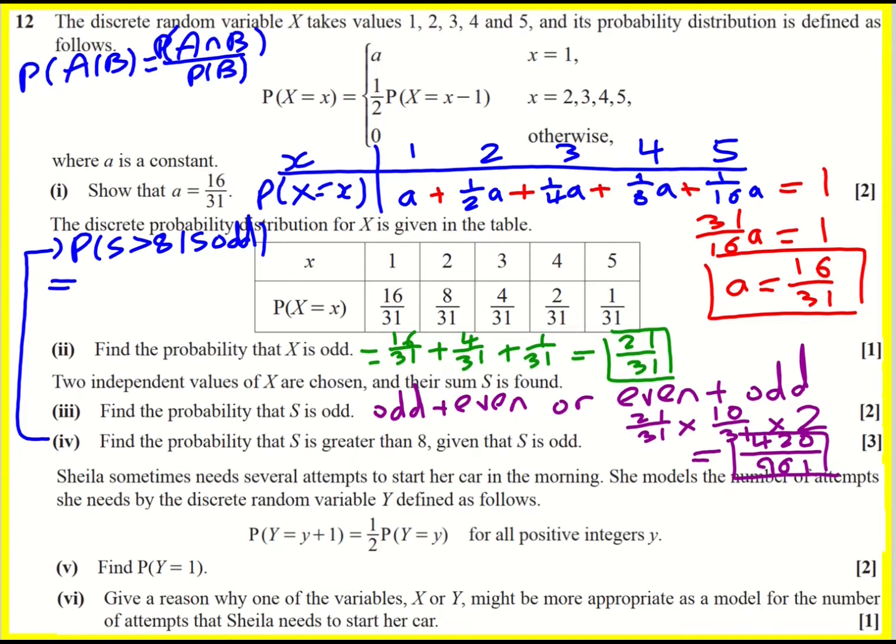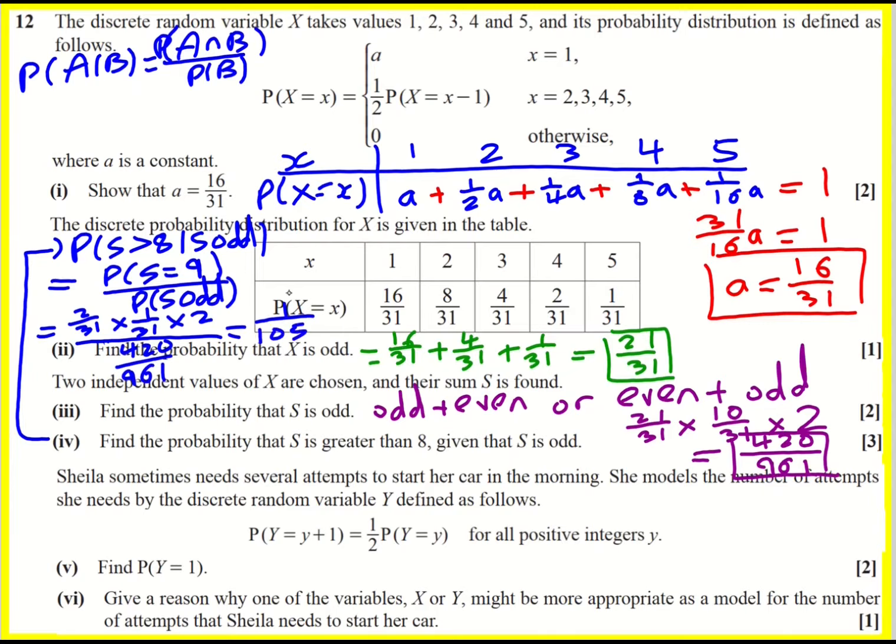So in our case, it's going to be the probability that s is greater than 8 and s is odd. The only way that could be happening is if s is equal to 9. And then we'll divide by the probability that s is odd, which we've worked out before. So getting 9 is going to be 2 over 31 times 1 over 31, getting 4 and 5. But then we could also get 5 and 4, so I'm going to times it by 2. And then I'm going to divide through by the probability that we found before, which was 420 over 961. If you put that in your calculator, it actually gives 1 over 105.